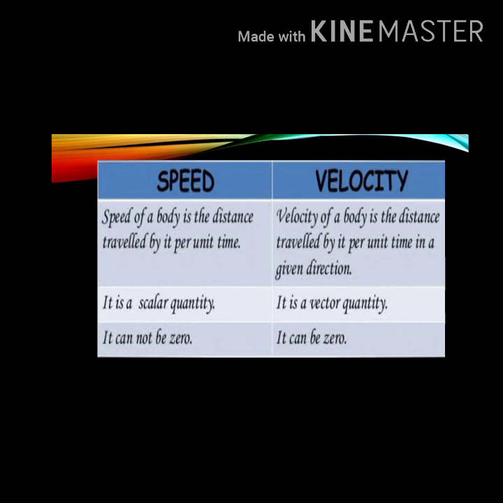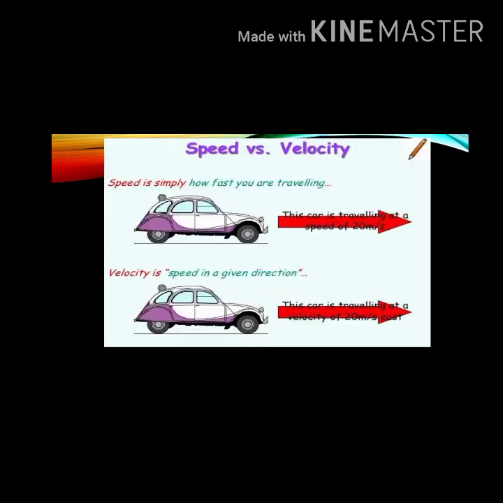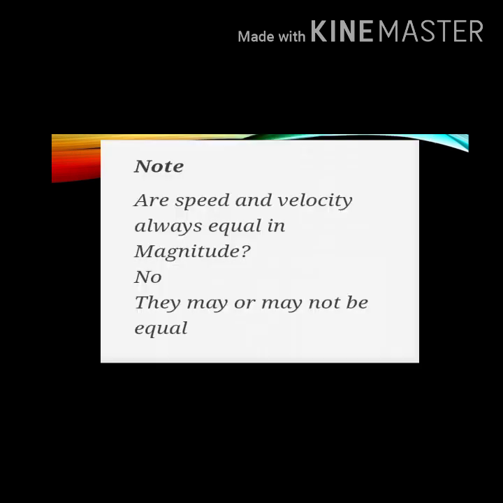Speed of a body is the distance traveled by it per unit time. Velocity of a body is the distance traveled by it per unit time in a given direction. Speed is a scalar quantity while velocity is a vector quantity. Speed cannot be zero, but velocity can be zero. Speed is simply how fast you are traveling, but velocity is speed in a given direction. Are speed and velocity always equal in magnitude? No, they may or may not be equal.